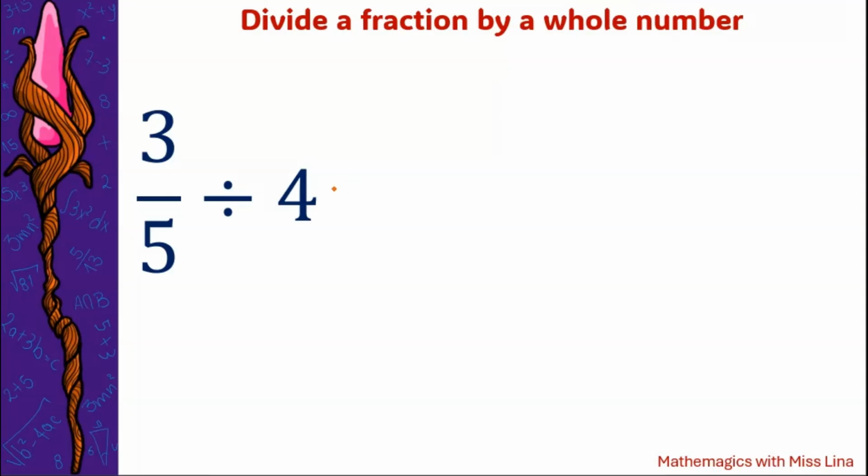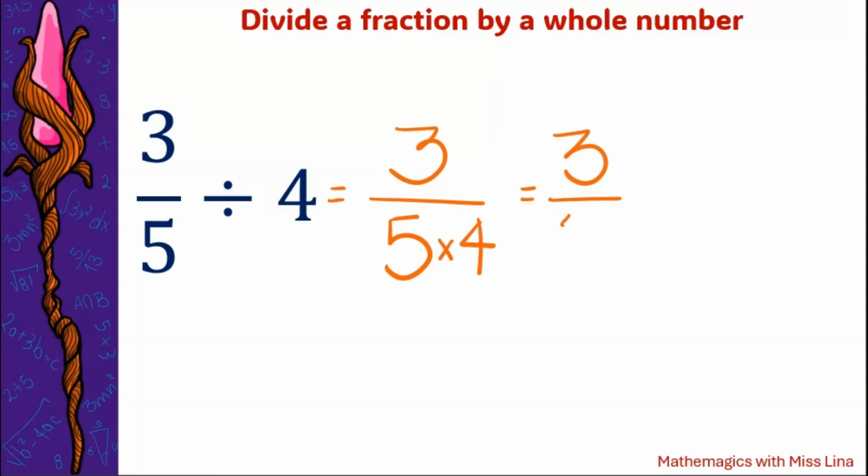And another example here. Again, it's going to be 3/5, but then we multiply the 4 to the denominator. It's going to be 3 over 20.